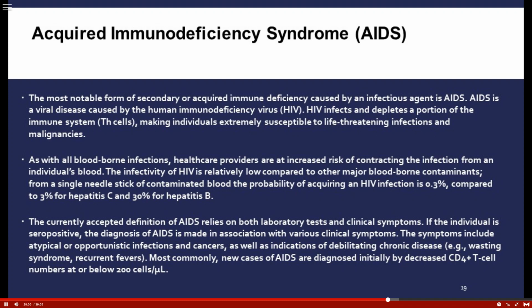Have you ever had the gamma globulin for hepatitis B? I have, and it hurts. Very painful. So anyway, moving on.